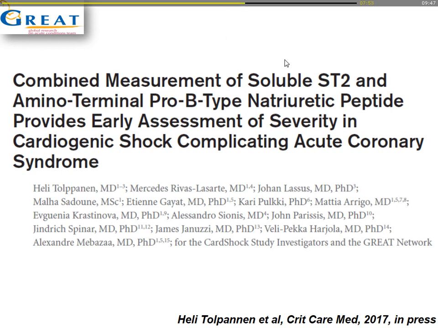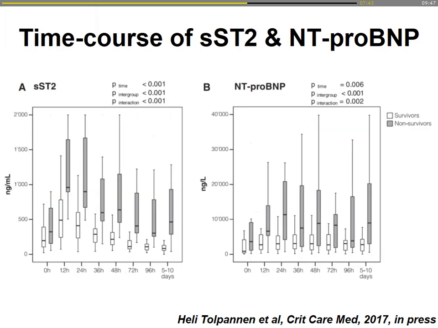And we combine two biomarkers, one known in myocardial infarction named ST2, and the other one a more classical marker, NT-proBNP. What we did here, every 12 hours in those patients with cardiogenic shock, we first measure ST2. And you can see here that within 12 hours after admission, the ST2 in the plasma was much higher in the patients who are going to die compared to the patients who are going to survive, and this will stay like this for the next 9 days.